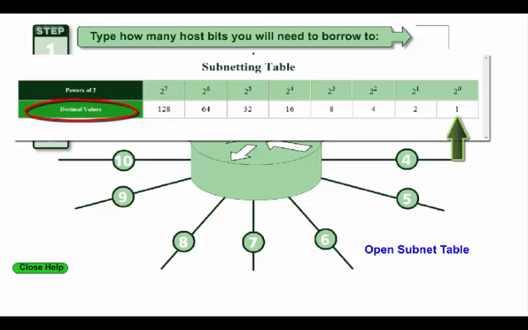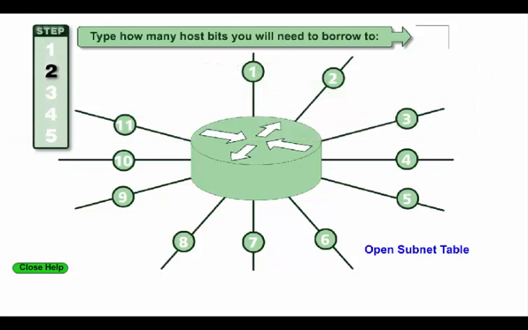In the decimal values row, start from the right-hand column and look for the decimal value that is equal to or greater than your magic number. Once you find the column you're looking for, look up one row to the powers of 2 row and see what the exponent of 2 is for that column. That's the little number above the number 2. The exponent represents how many bits you'll need to borrow in the current subnet mask.